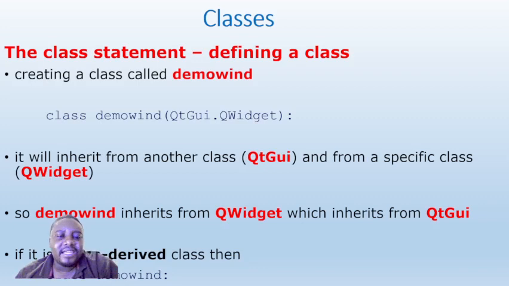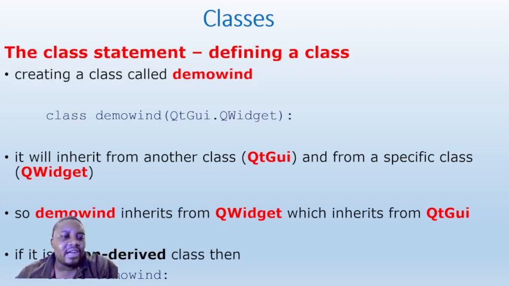So, still in the class statement, defining a class. If you are creating a class called DemoWin, you write class DemoWin, which is the name of your class, and after that comes the parent, QtGui.QWizard. So it will inherit from another class, QtGui, and from a specific class, QWizard. So DemoWin inherits from QWizard, which inherits from QtGui.